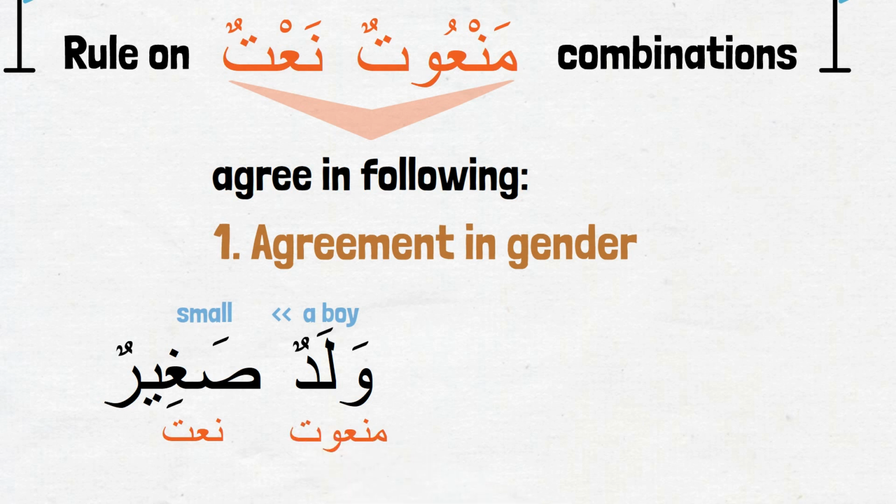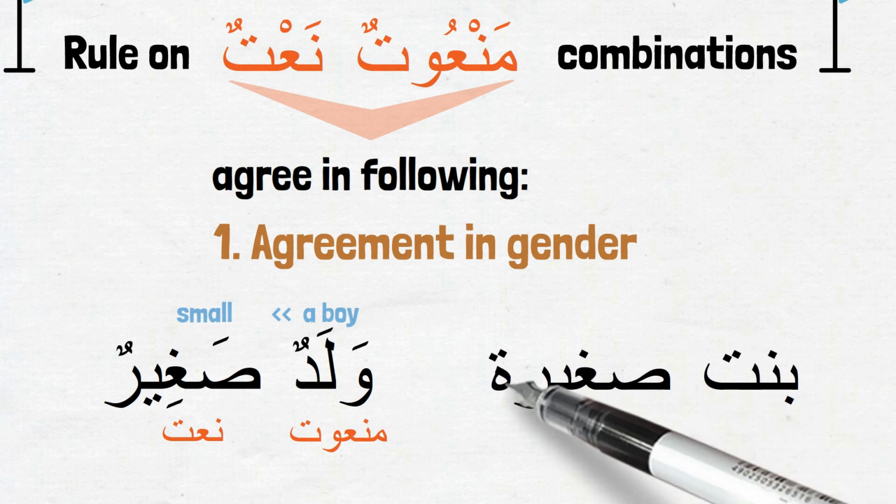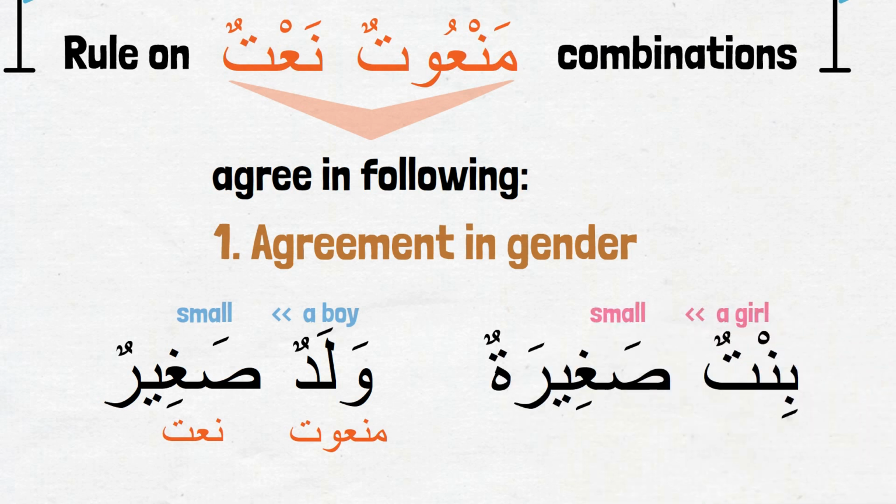Both are coming as mudhakkar. But if you want to say a small girl, we say bintun saghiratun. Here, saghiratun is na'at, and bintun is man'ut. Because the man'ut bintun is mu'annath, the na'at saghiratun is also coming in mu'annath gender with ta marbuta ending.